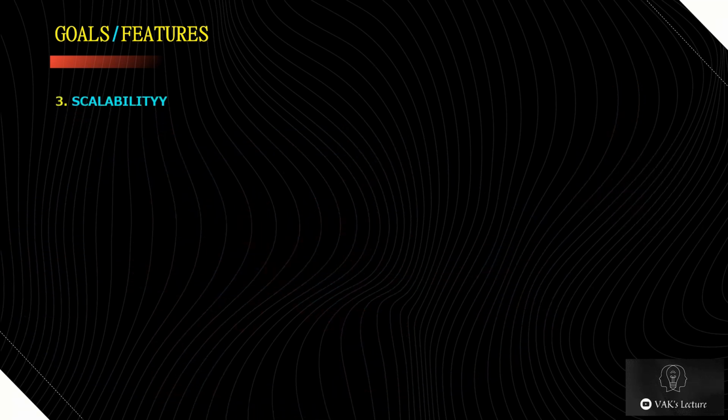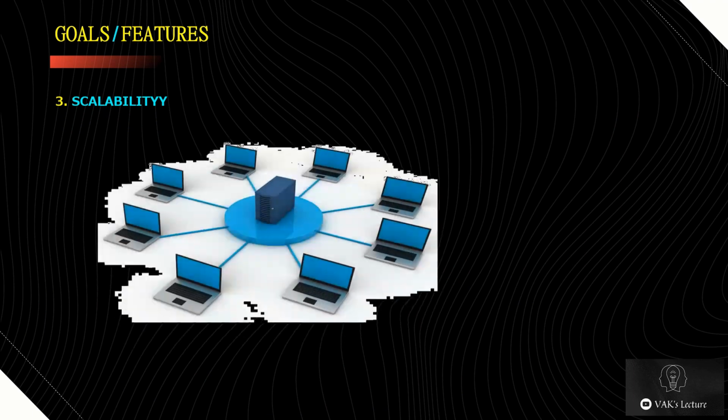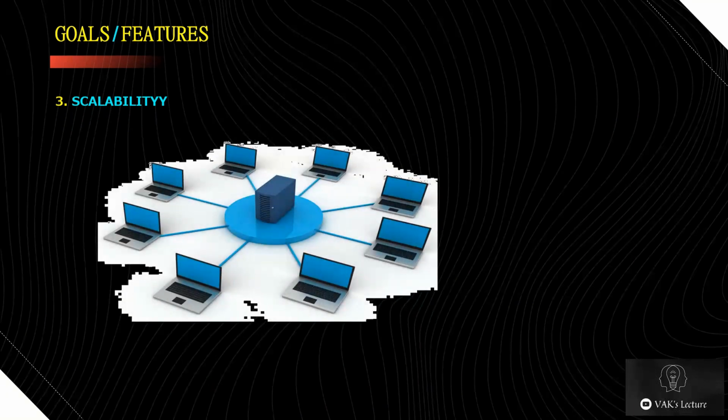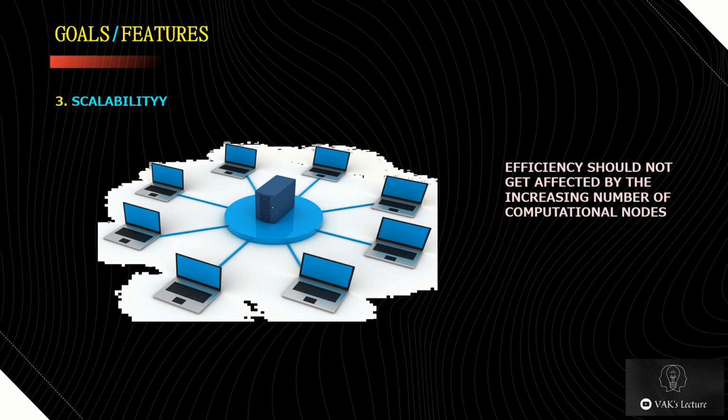Scalability. The distributed operating system is distributed over many computers. The goal is to scale or work efficiently on a system that can be very large. The increasing number should never be the problem, and the system should work efficiently.